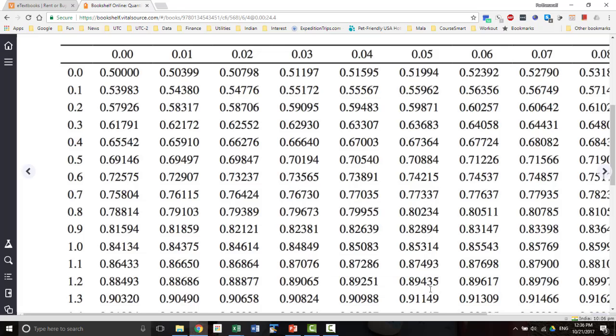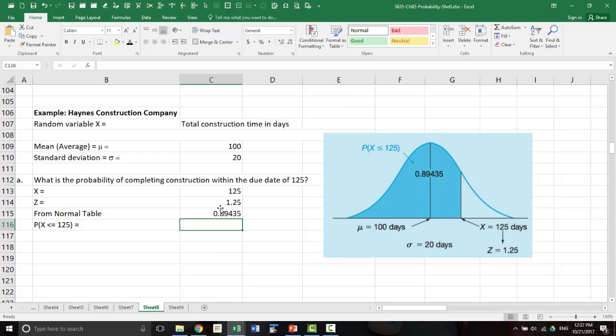So it is 0.89435. Okay, so that is the probability.